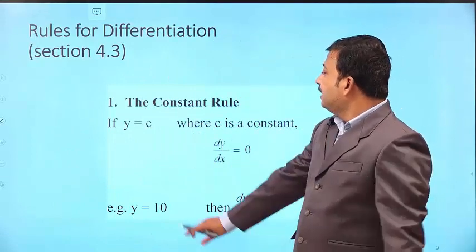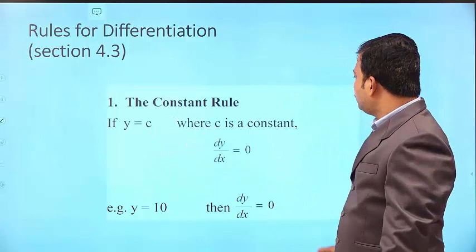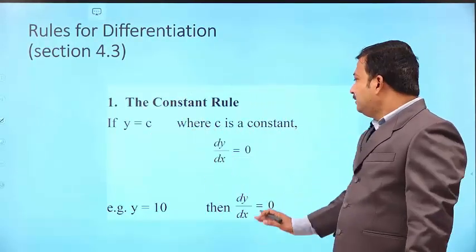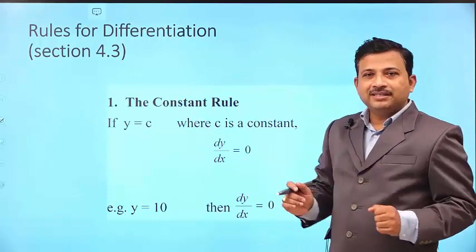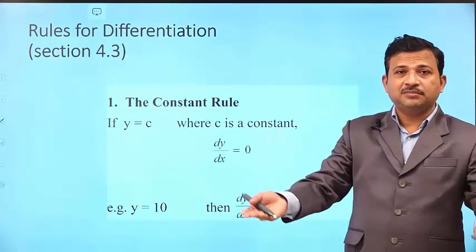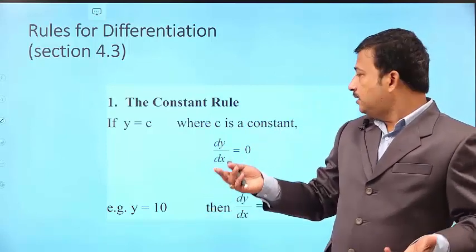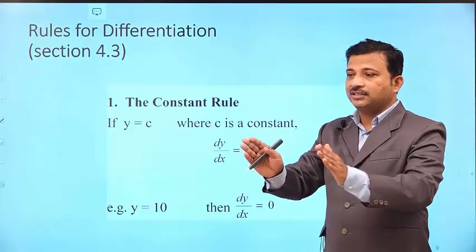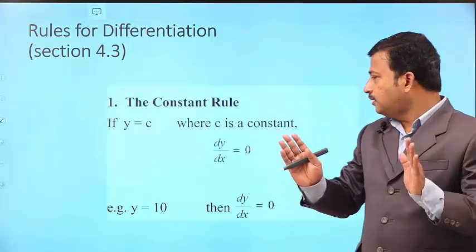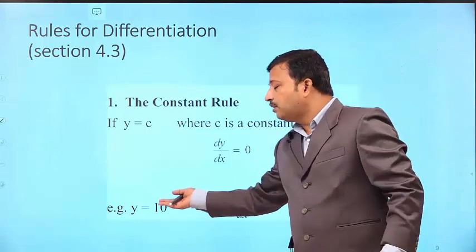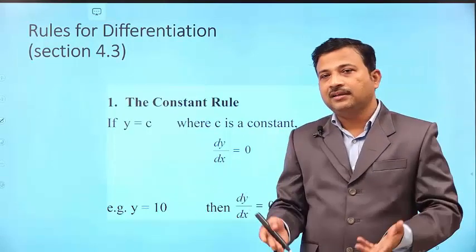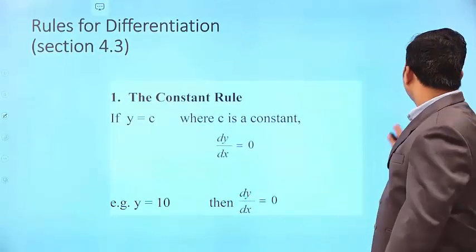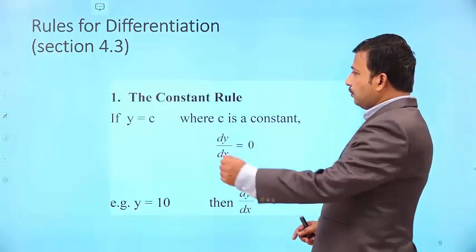Constant rule in the sense, if y is constant, y equal to c, where c is a constant, then dy by dx equal to 0. Why is dy by dx equal to 0? Constant means no change. If there is no change, then it is 0. So dy by dx is 0 when c is constant. Once it becomes constant, no change occurs, it is fixed. For example, if y equal to 10, y equal to 100, y equal to 500, anything, if it is a constant, then obviously dy by dx is equal to 0.